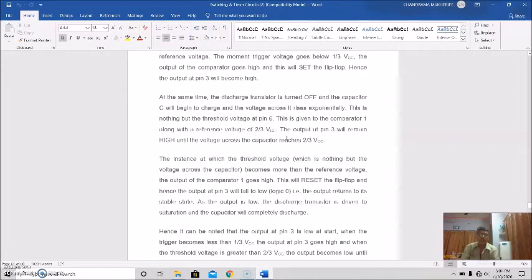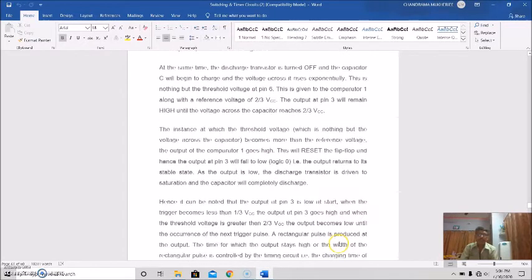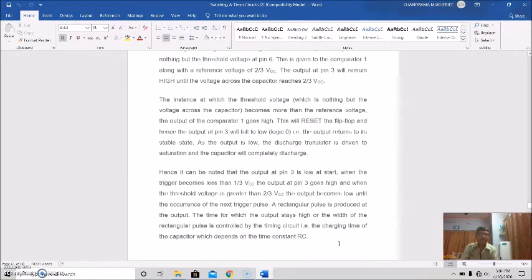This will reset the flip-flop, and hence the output at pin 3 will fall to low, that is logic 0, and the output returns to its stable state. As the output is low, the discharge transistor is driven to saturation, and the capacitor will completely discharge. So it can be noted that the output pin 3 is low at start. When the trigger becomes less than 1/3 of VCC, the output at pin 3 goes high, and when the threshold voltage is greater than 2/3 of VCC, the output becomes low until the occurrence of the next trigger pulse.